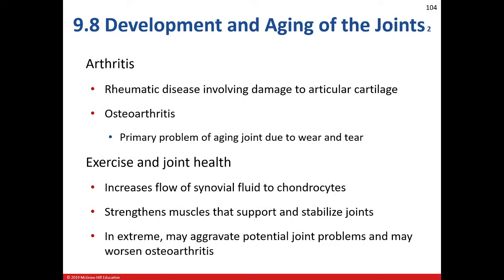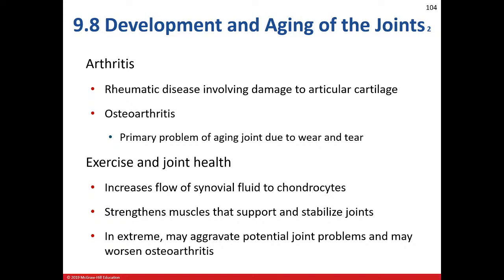All right, so arthritis is a rheumatic disease that involves damage to the articular cartilage. Okay, actually, there are two types, we should say. There is a rheumatic disease that involves damage to the articular cartilage, and then there's osteoarthritis, which is primarily a problem of aging in the joint due to wear and tear. Rheumatic disease, in other words, is an autoinflammatory disease. And so that involves inflammation and the immune system.